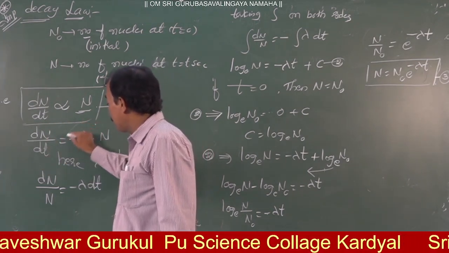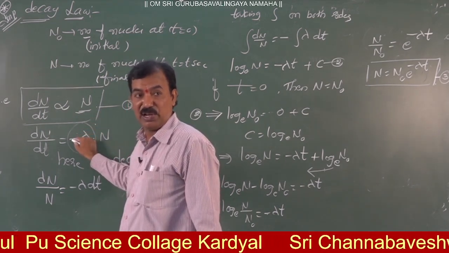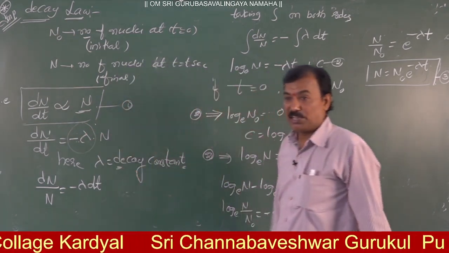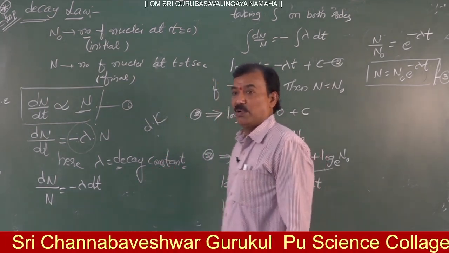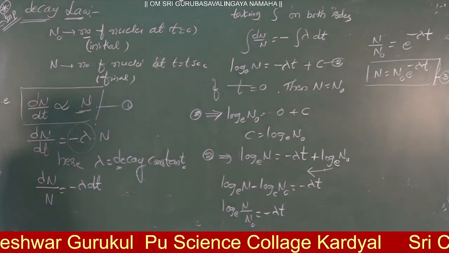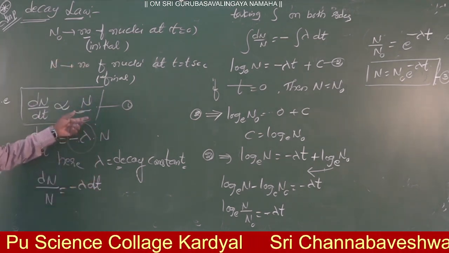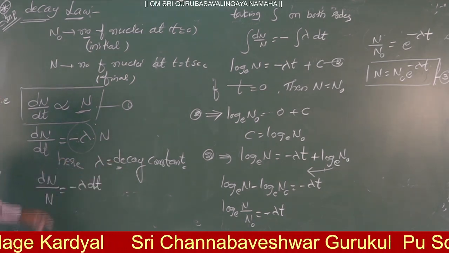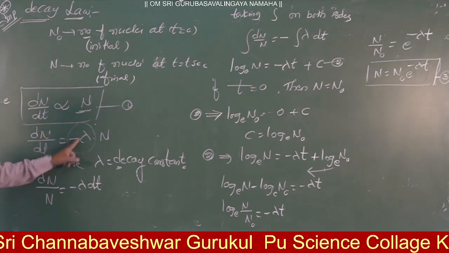What is that constant? It is equal to minus lambda. This lambda is not wavelength like in waves. It is the decay constant, so don't write it as k. Lambda is the decay constant. We take the minus because when time increases, the number of nuclei decreases. So dN by N is equal to minus lambda into dt.